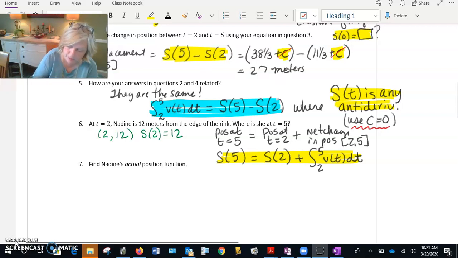So for this problem, where we were at 2 was 12. The net change that we had from, hold on, I'm not syncing again.